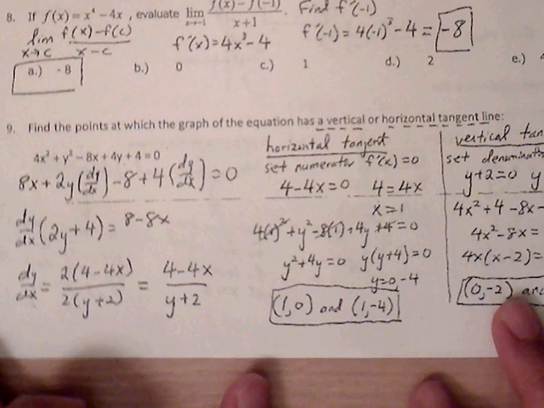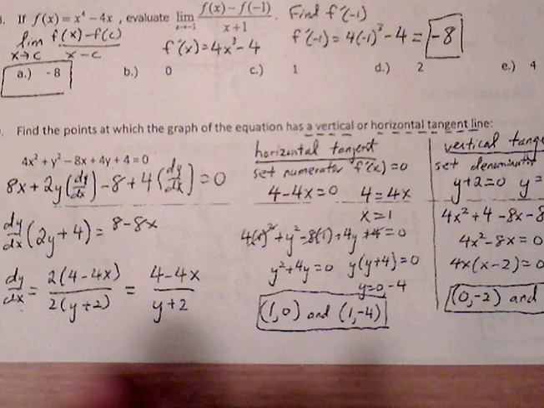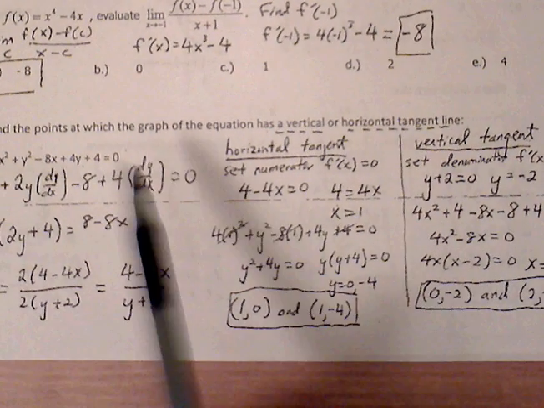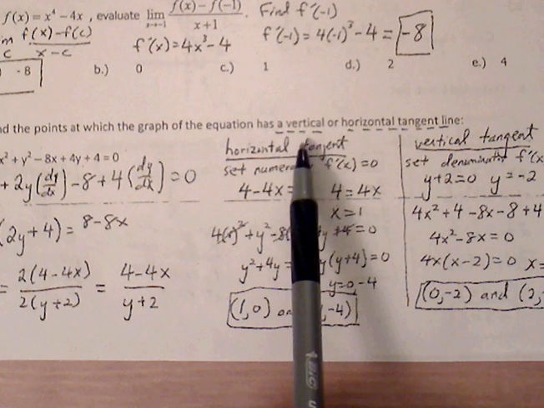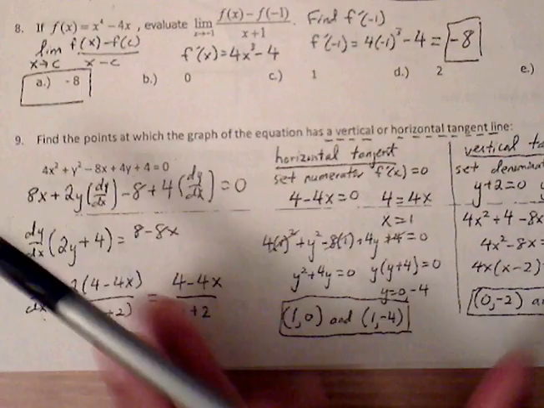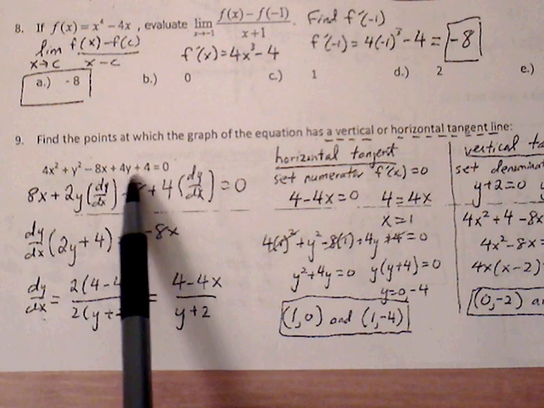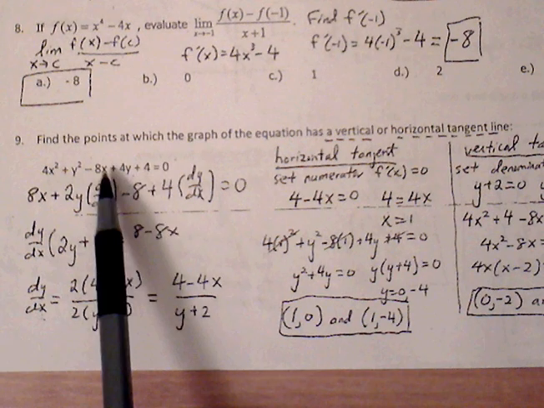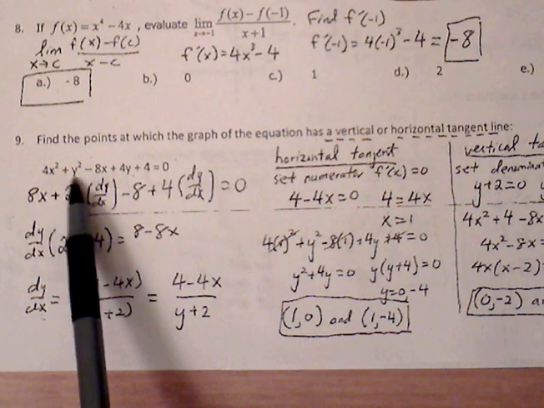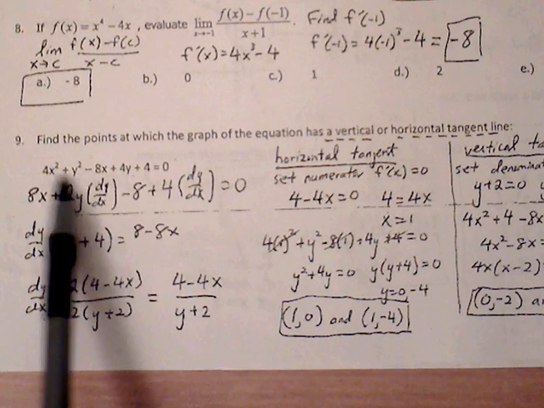All right, number 9. Find the points at which the graph of the equation has a vertical or horizontal tangent line. So to find vertical and horizontal tangent lines, we first need to find the derivative equation. In this case, notice that this is not an explicit function. It's not solved as y equals with all the x's on the right side. This is y's and x's mixed in together.